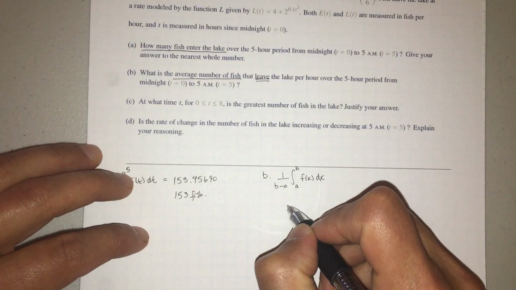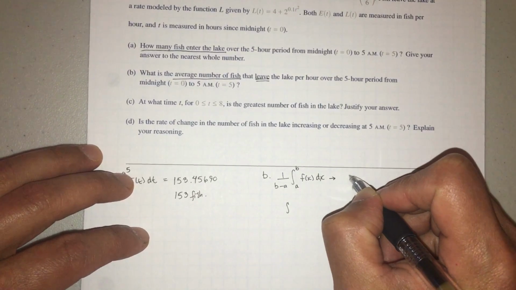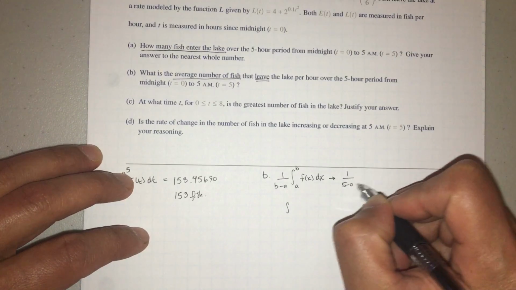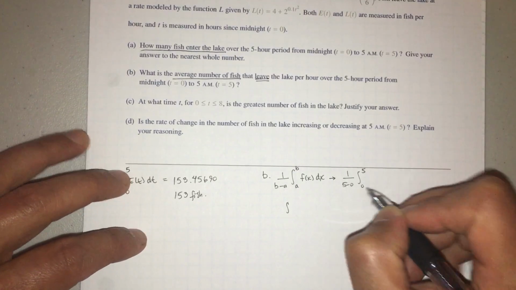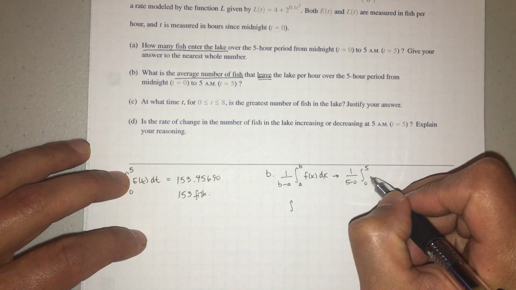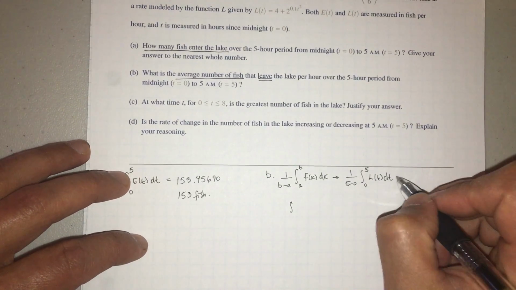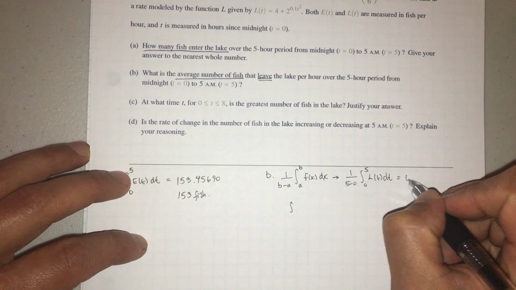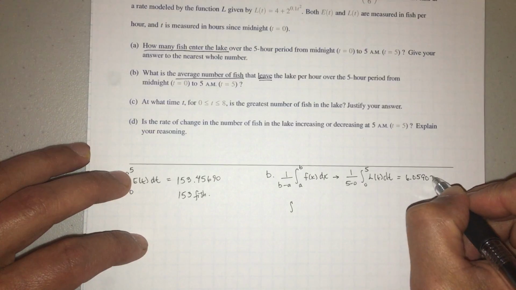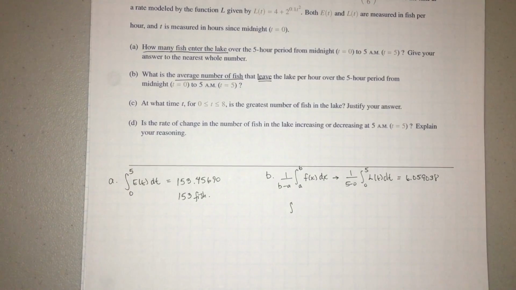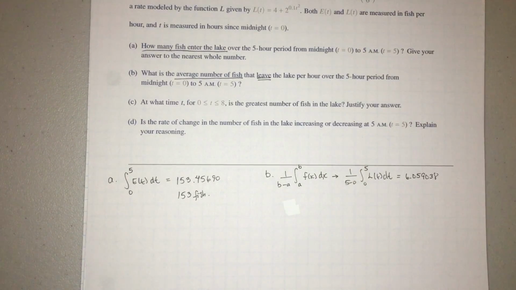Now from where to where? Well, simple, from 0 to 5, the first 5 hours. So that means we're going to get 1 over 5 minus 0, and then the integral of the function that's leaving, L of t dt. And that's going to give me 6.059038. So what is that? That's the average number of fish that are leaving.